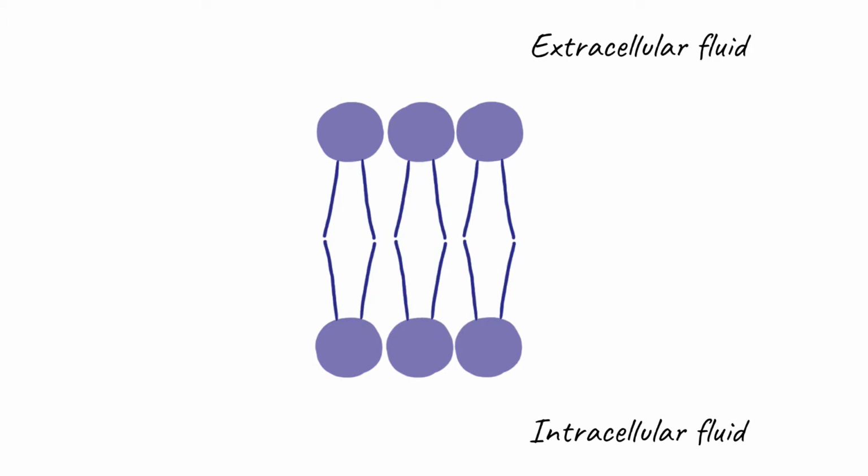In a phospholipid bilayer, the polarity of the phospholipid is important. The head of the phospholipid is hydrophilic, so it will always be on the outside, whereas the hydrophobic tails will face inwards.